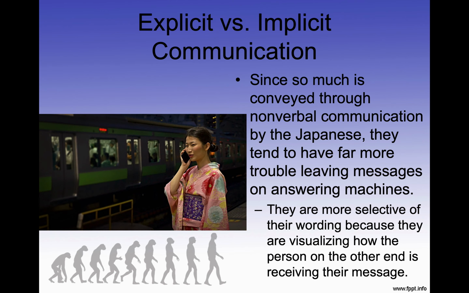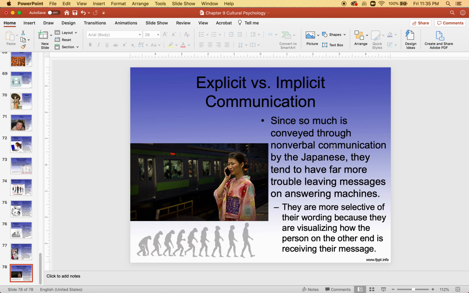Anyway, since so much is conveyed through nonverbal communication by the Japanese, they tend to have far more trouble leaving messages on answering machines. They're more selective of their wording because they are visualizing how the person on the other end is receiving their messages. And for this reason, they don't like to leave messages on answering machines, because they can't control how the person's going to interpret it. And that is the end of the chapter.